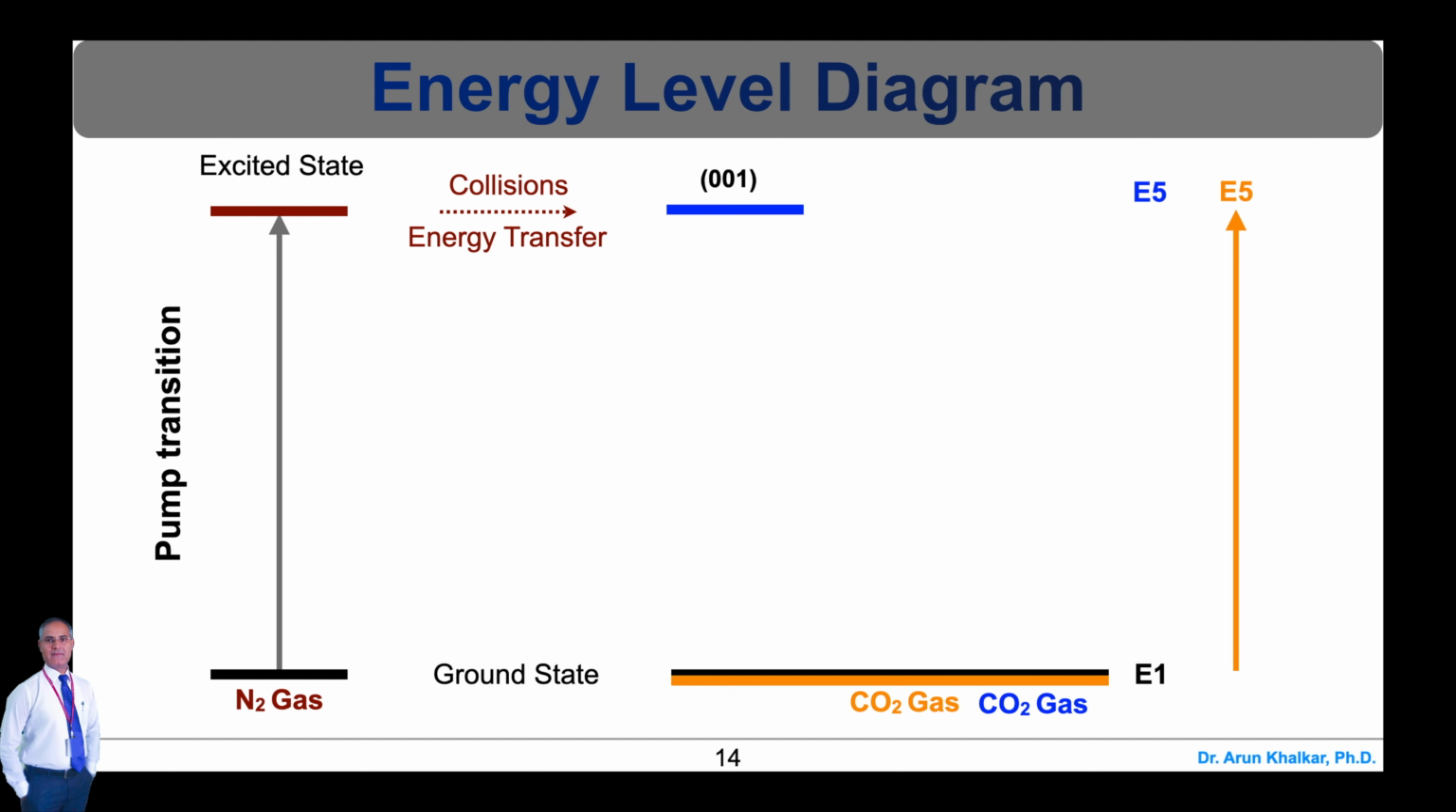The E5 level is the upper lasing level while the 0 to 0 and 100 states marked as E3 and E4 levels act as the lower lasing levels. As the population of CO2 molecules builds up at the E5 level, population inversion is achieved between the E5 level and the levels at E4 and E3. Random photons are emitted spontaneously by a few atoms at the energy level E5. The spontaneous photons traveling through the gas mixture prompt stimulated emission of photons.